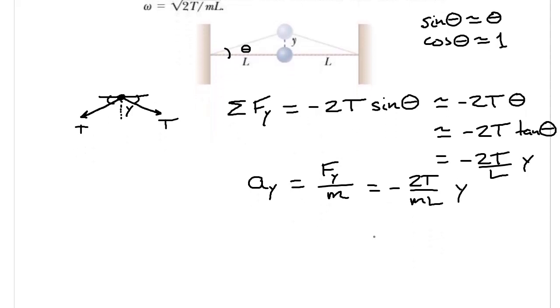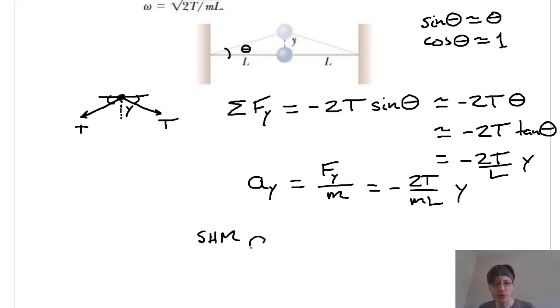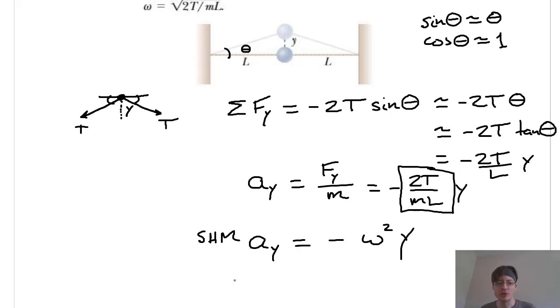So is this thing a simple harmonic oscillator? Sure it is. I better go compare it to the general rule for simple harmonic motion, which is that the acceleration in the y direction would be minus omega squared times y. And so that sure is a simple harmonic oscillator. This constant here is omega squared. And so we've answered the question we were asked, which is, what's the value of omega? It's the square root of 2T over mL.